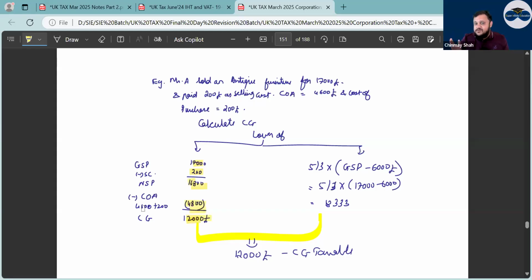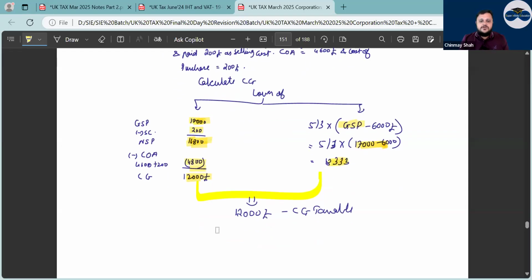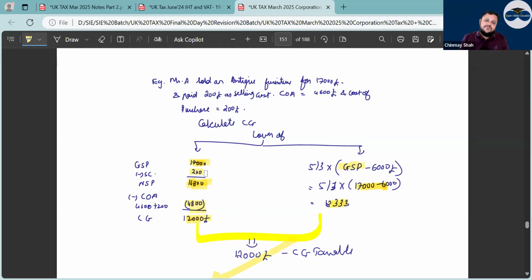But when you go into this calculation of 5/3, you have to take gross sale proceeds, that is 17,000. Don't take 16,800. So 17,000 minus 6,000. So it is saying GSP minus 6,000 into 5/3. So 18,333 or 12,000, whichever is lower. 12,000 will be there. Just remember, this 17,000 will come here, not the net sale proceeds.